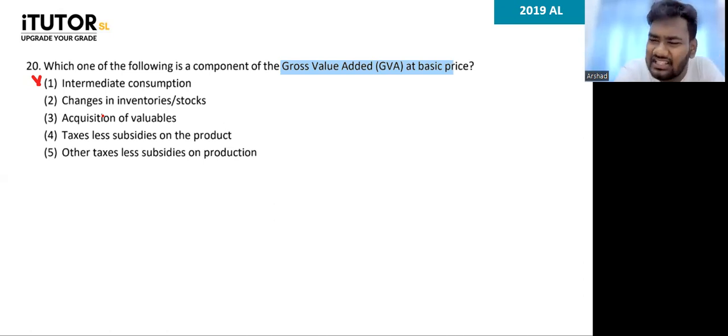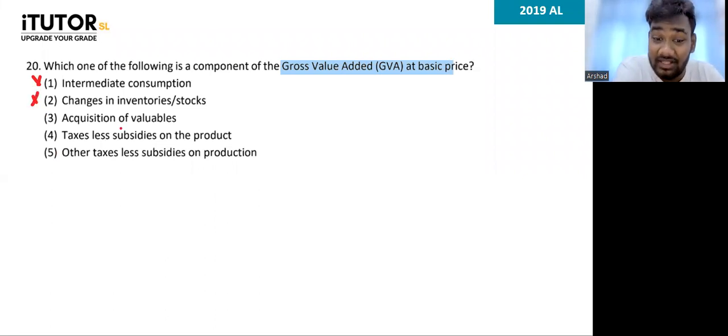In the expenditure approach, do we calculate something called a gross value added at basic price? Is there under the expenditure approach? No, right? You don't have something called a gross value added. There is a GDE, GDP, that is there, right? So therefore, this is also not your answer.